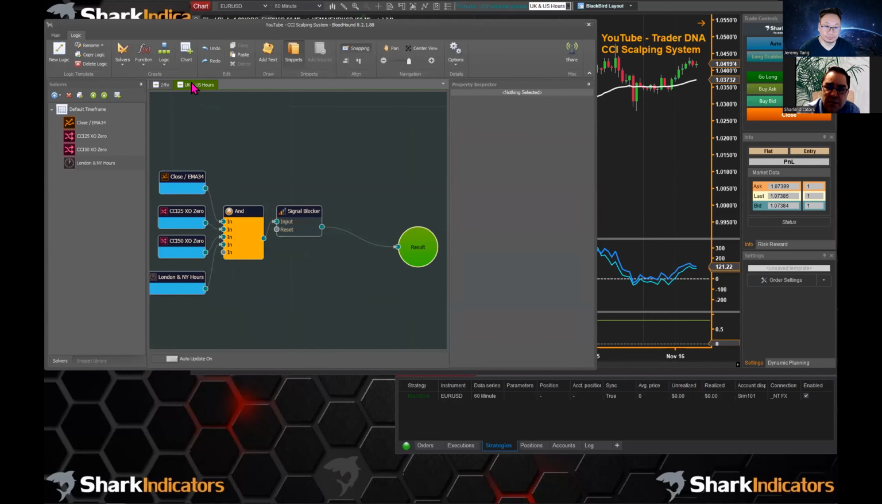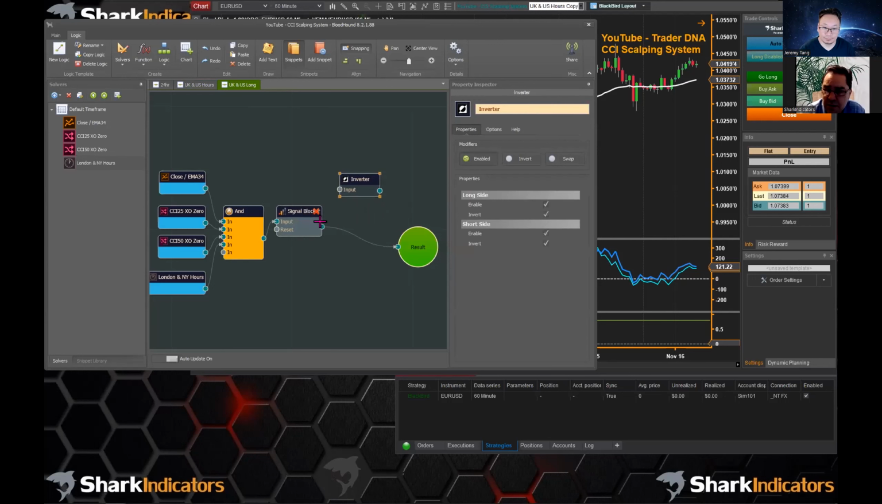If I wanted to, let's make a copy of this and rename it. I'm just going to give a quick example here. Let's say longs, so these are just the longs. Then I could add one of a number of things, but I'll just use the inverter here. I don't actually want to invert anything, I'm just using the enable and disable functions.